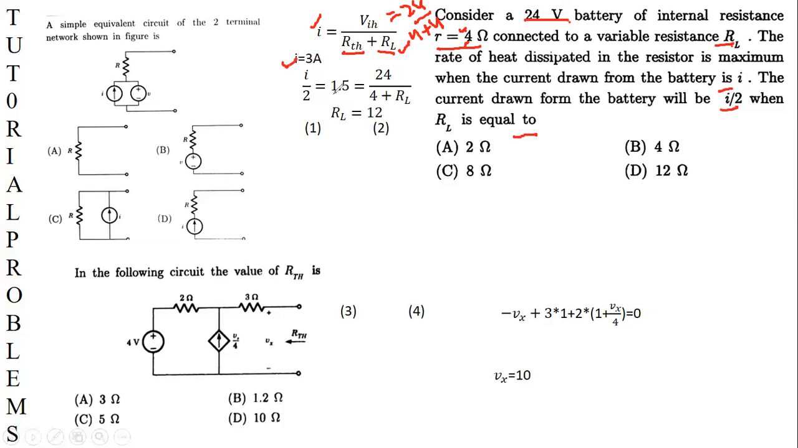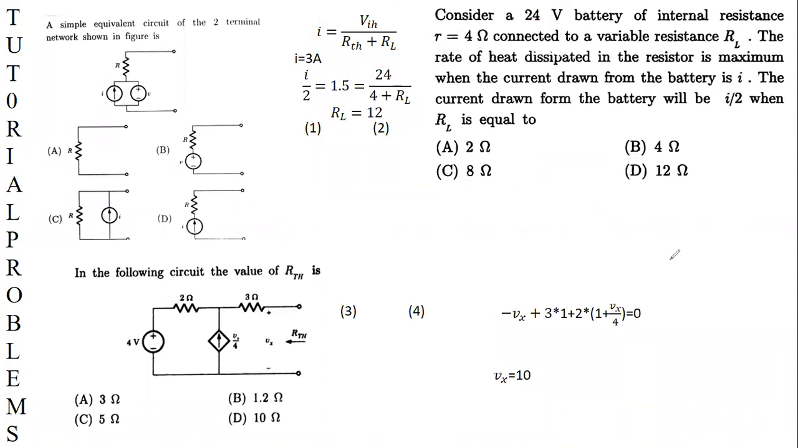Now we have to calculate the value of RL when the current in the circuit is I by 2. In the second case, I by 2 is equal to 1.5 ampere, and this is equal to 24 divided by 4 plus RL. When we solve this, RL becomes 12 ohm. So the fourth option is the correct option.